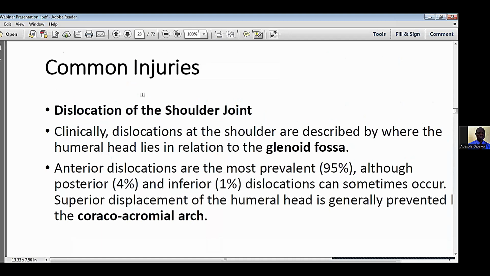Dislocations of the shoulder are described clinically by where the humeral head lies in relation to the glenoid fossa. When the head of the humerus is no more in the glenoid fossa, we have dislocation. Anterior dislocation carries 95%. Posterior carries 4. Inferior carries 1.